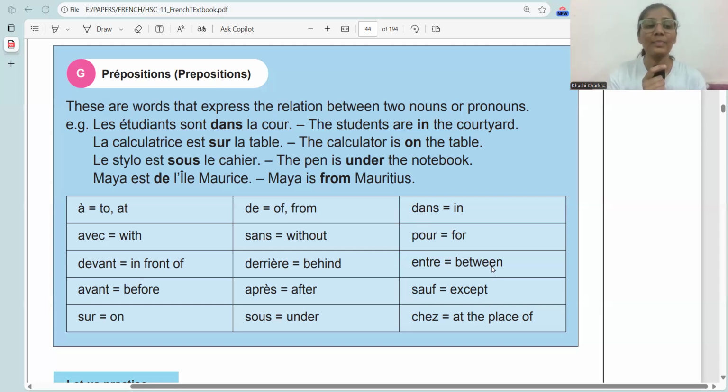Then the third one. Le stylo est sous le cahier. The pen is under the notebook. Sous means under. Maya est de l'île Maurice. Maya is from Mauritius. De has two meanings, of or from. Here, from is more apt. So we'll translate it as from.